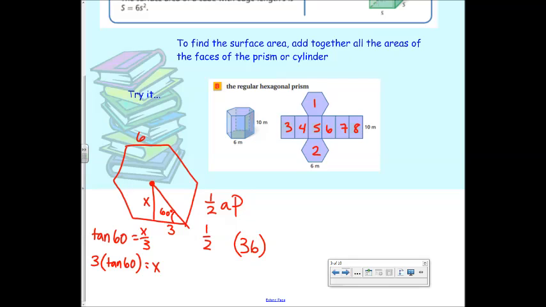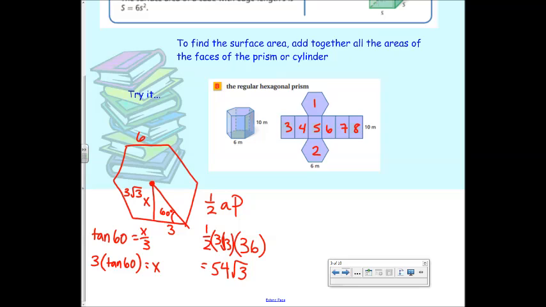Root 2? Okay. Root 3. 3 root 3, yeah. All right, so 3 root 3 times 36. Half of 36 is 18. 18 times 3 is what? 54. So 54 root 3 is the area of the hexagon.